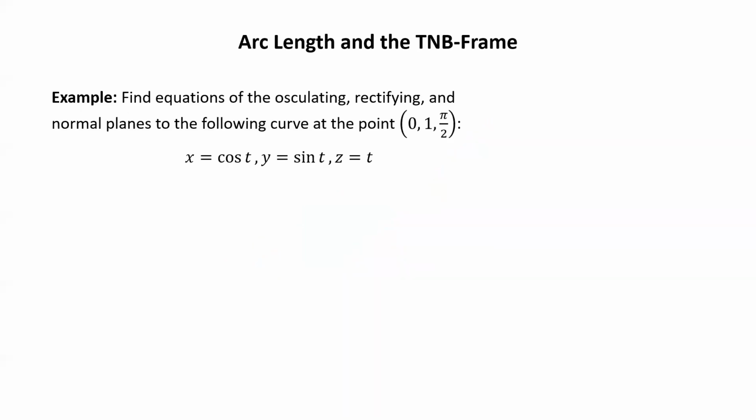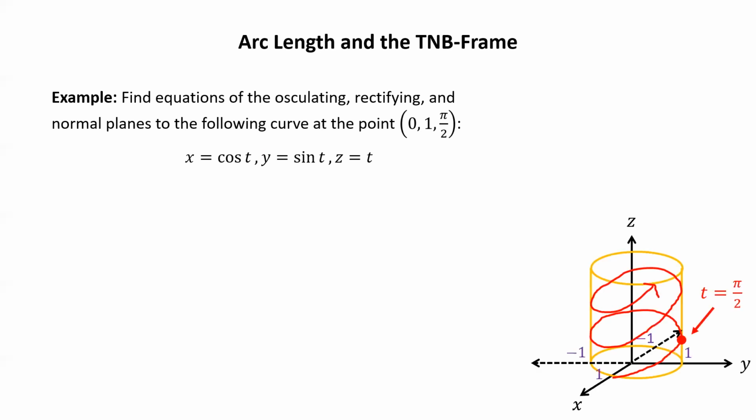As a hint, for this example, you could use T, N, and B that we found in the previous example and just substitute in the appropriate values for a and c. Go ahead and pause the video, try this example yourself, and then resume the video to check your answers with mine. Find equations of the osculating, rectifying, and normal planes to the following curve at the point (0, 1, pi over 2). And the curve is x equals cosine t, y equals sine t, z equals t.